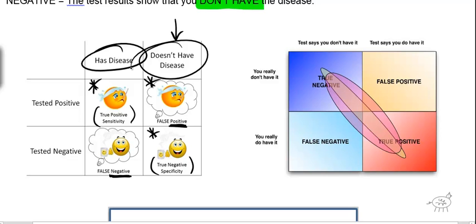False means the test was wrong. False positive means it's saying that you got it, it came back positive, you have it, but you don't have it. And false negative means, again, the test is wrong and you really have the disease, but they're saying you don't. Okay, and if you don't have it, that means that's false negative. It's saying you don't have it. Okay, so that's the difference between the two.